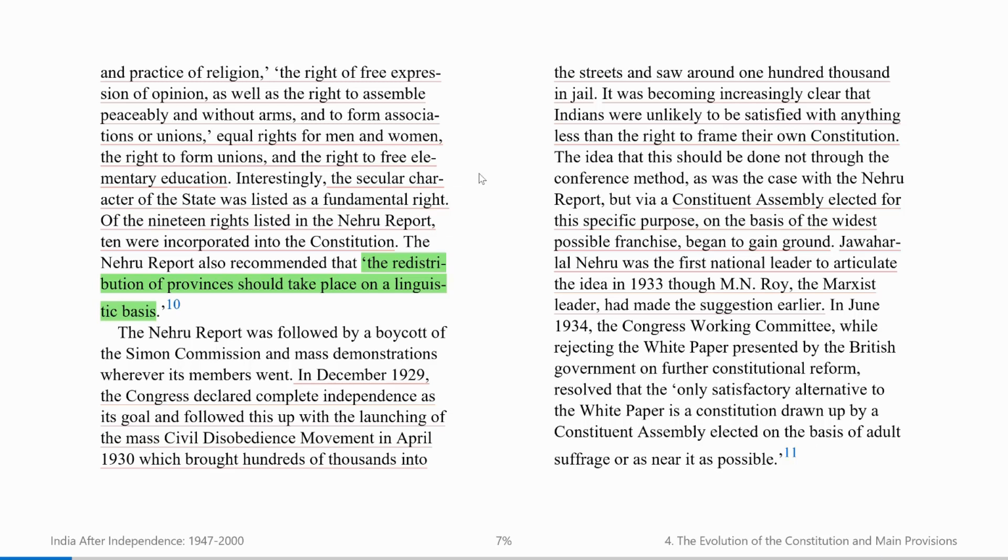Then, a very interesting secular character of the state was listed as a fundamental right. So they understood the fact that it was very important to have a secular character even at that time. That's 1928 we're talking about. The redistribution of provinces should take place on a linguistic basis. This was most interesting, I would say.